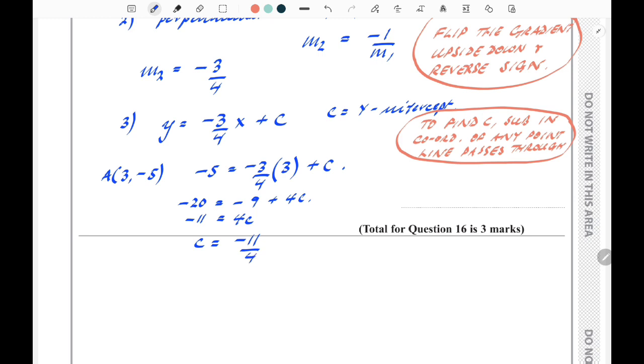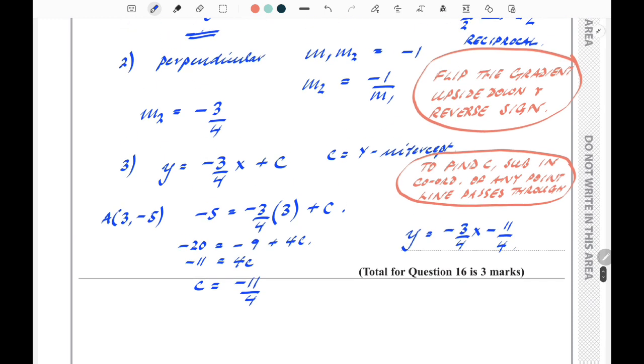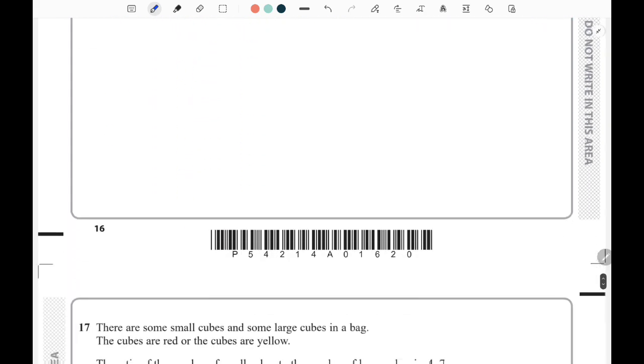So therefore, the equation of the line is y equals -3/4 x minus 11 over 4, all right? If you have any questions about that particular method or straight lines, etc., then please, as I said, do leave it in the comments.